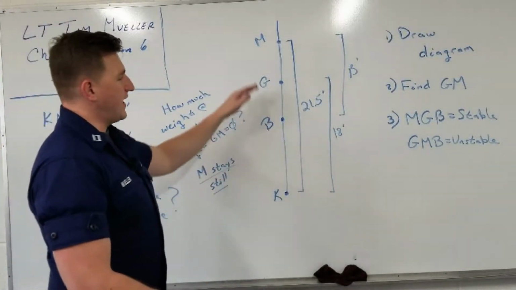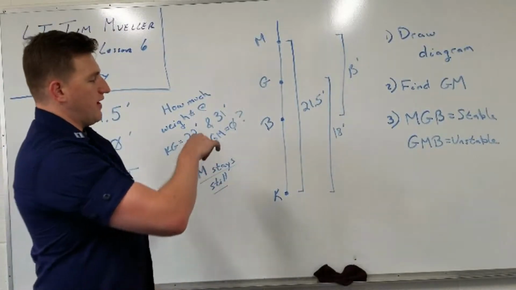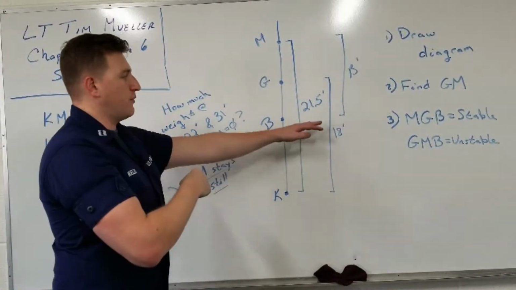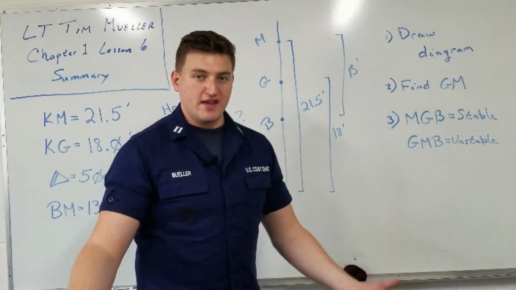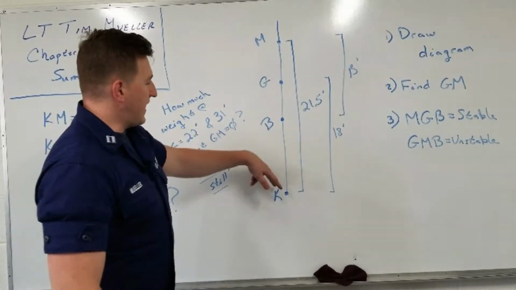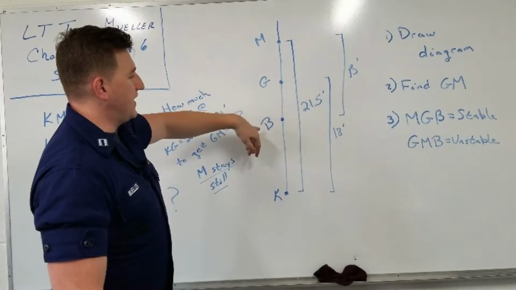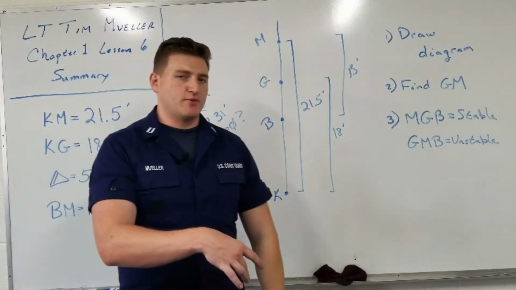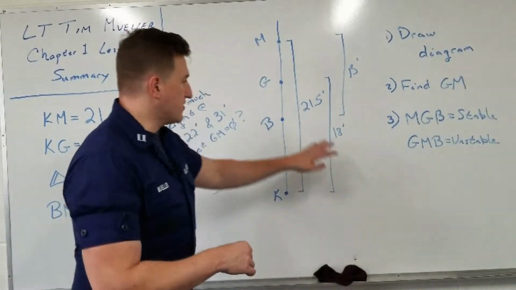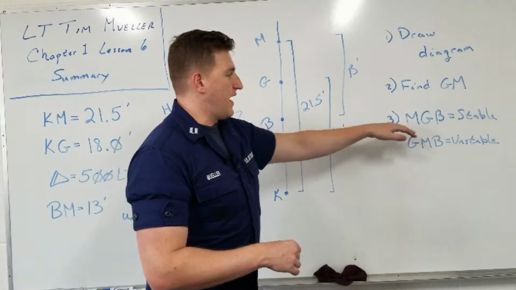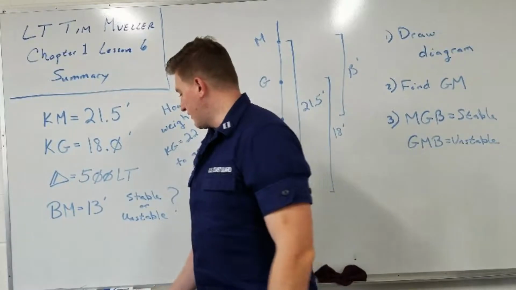Simple enough. We know KM is 21.5, and we know that KG is 18, right? So that means that GM is just 21.5 minus 18, which is 3.5. That's a positive value, which means that we are stable. If we had a KG of, say, 22, we would do KM minus KG, which would be 21.5 minus 22. That would give us negative 0.5, which means we would be unstable. However, in this example, we are stable. So we have proper stability, making good boats. So here we would be stable.